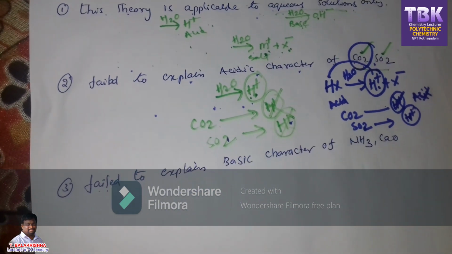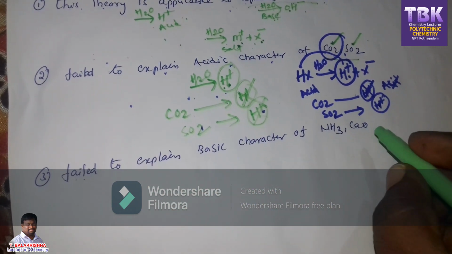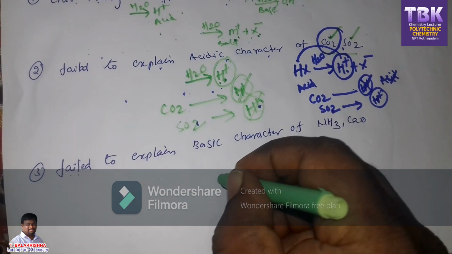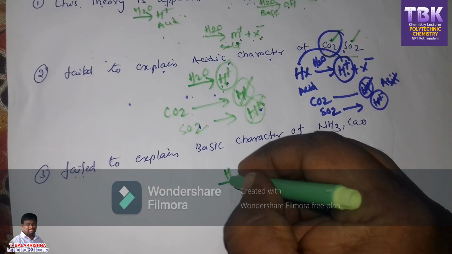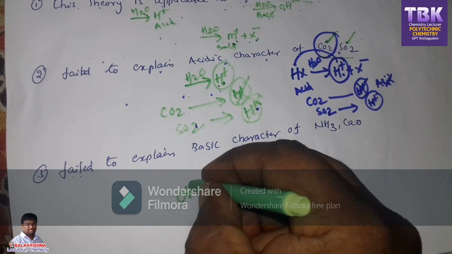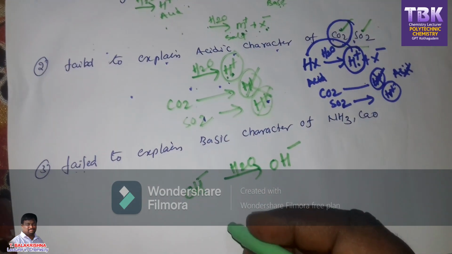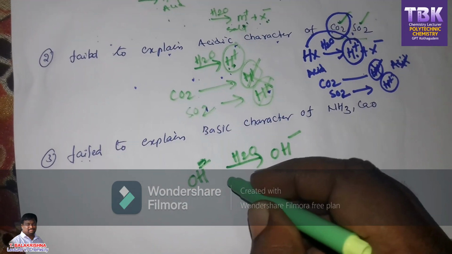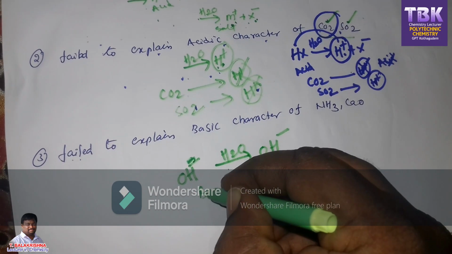Come to the third limitation. This theory failed to explain the basic character of NH3. We already learned the definition of base according to the Arrhenius theory. The chemical substance which produces OH minus ions in aqueous solution in water, that is called base. So it should contain hydroxyl molecule. It contains hydroxyl molecule, so it is split into ions. It produces OH minus ions in aqueous solution, that is called base.